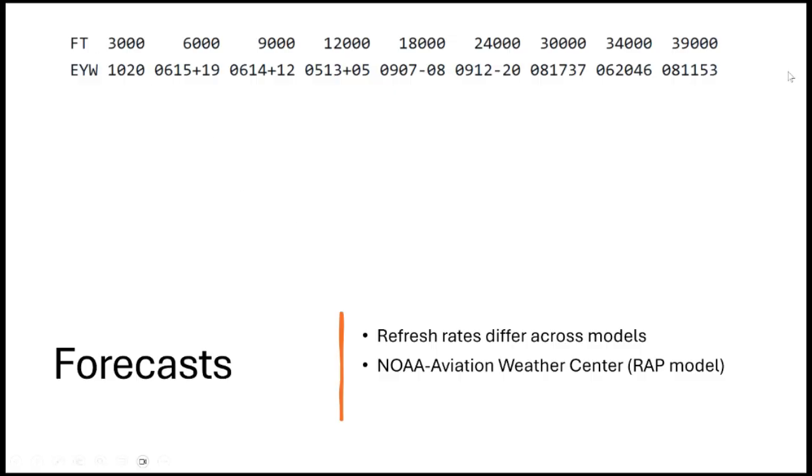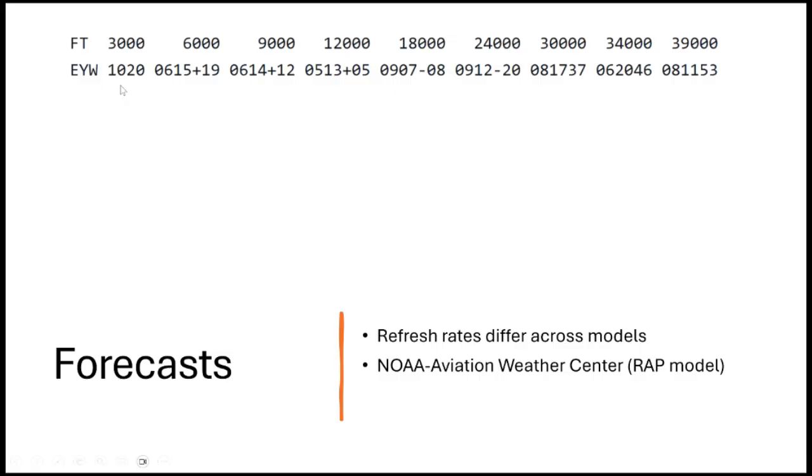So depending on the model that you're looking at, the refresh rates are going to be different. And then you can get this string of numbers here, and I'm going to talk about what this means. So at the top here, this is giving you your altitude. So this is 3,000 feet, 6,000 feet, 9,000 feet, and it goes up to altitudes that we don't really care about as skydivers. So really it's this data from this point here that we care about. This is the airport code that this is coming from. So the EYW is, I believe, Key West.